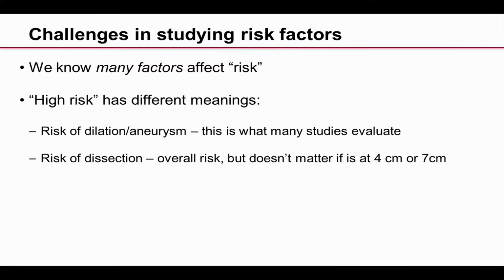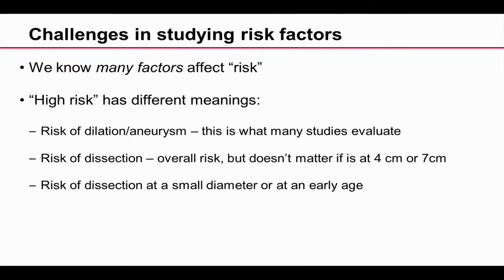High risk might mean this population has a high risk of dissection. 20% of people with this disease will dissect before they die, or 30% of people with this disease, but we then don't take into account whether they dissected at 4 centimeters or at 7 centimeters. And what people are focusing on more, which I think is a better articulated definition of risk, is the risk of dissection at a small diameter at an early age.